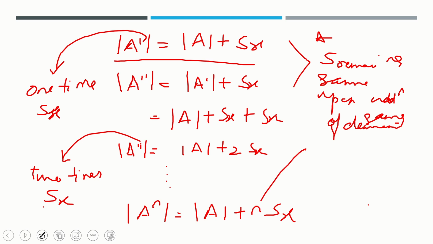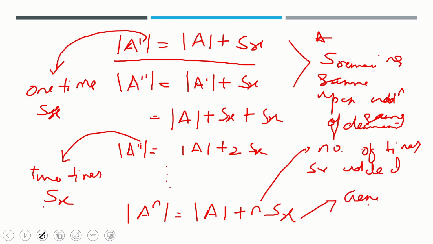So this is det a plus n s x, and this n represents the number of times sx is added, and we say this one as the general equation. In this way it is called the general equation. So this is the general equation.